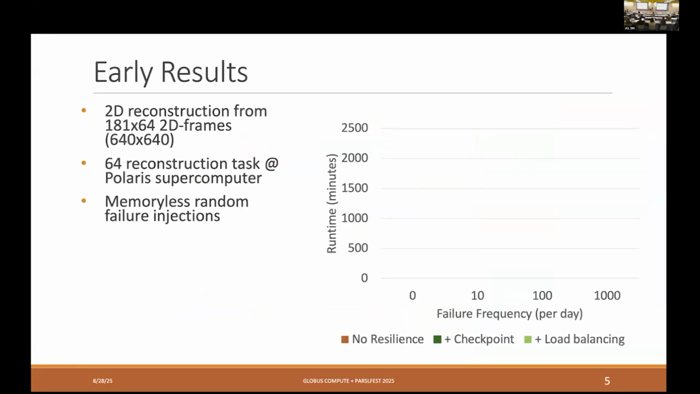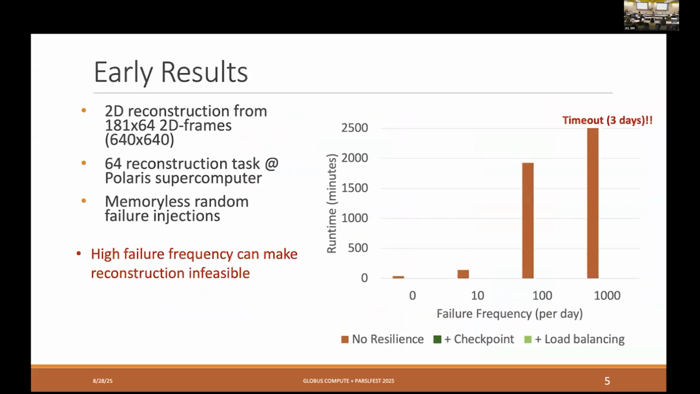And here are a few results we have with the solution. We ran the solution with 2D reconstruction of around 180 2D frames, and we ran 64 reconstruction tasks using the Polaris supercomputer. We also simulated the failures using a memoryless random process. The results are shown in the figure on the right, where the axis represents the mean time to failure for a single task.